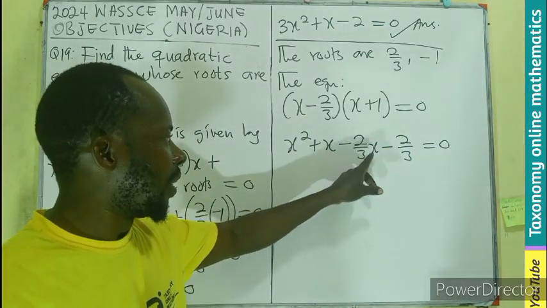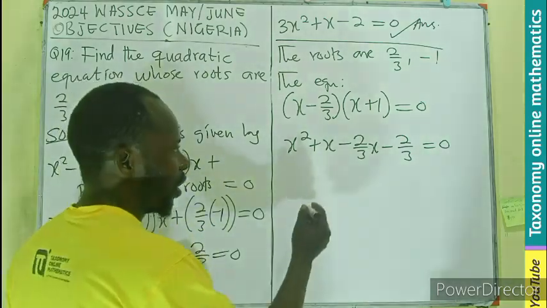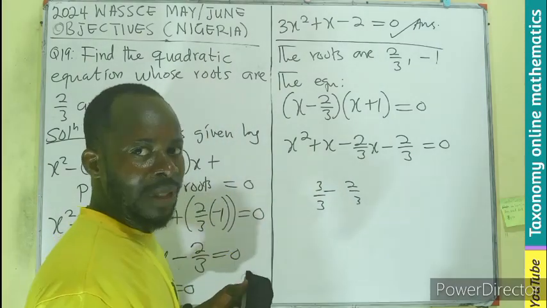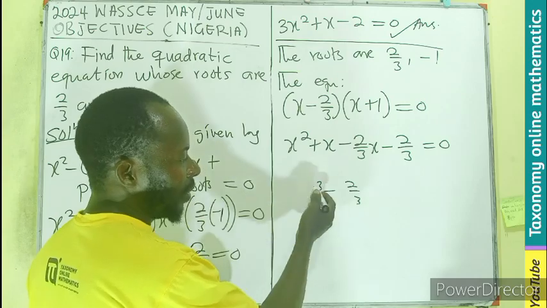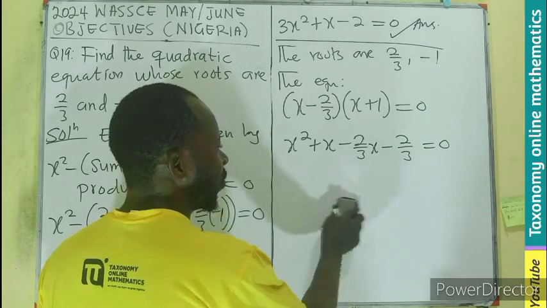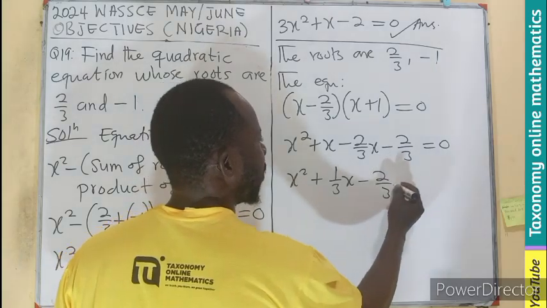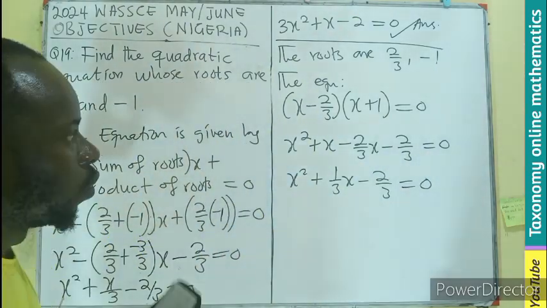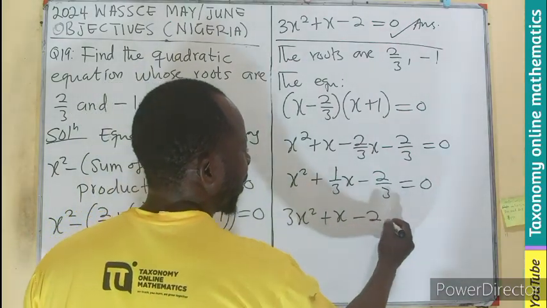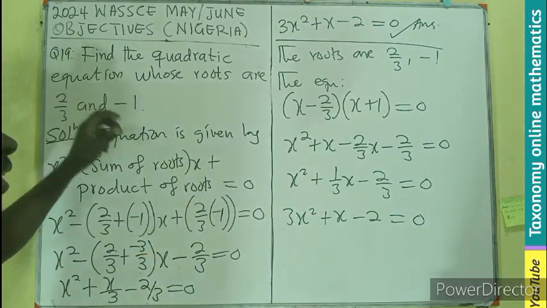So in the case of this, we have like terms. So this can also be 1 minus 2/3. This one can be 3 out of 3, that is 1, right? So if you subtract, 3 minus 2 will give you 1/3. So the whole of this is just going to be x squared plus 1/3x minus 2/3 equals 0. Multiply through by 3 will give you 3x squared plus x minus 2 equals 0. So this is the equation that gives us the roots to be 2/3 and -1.